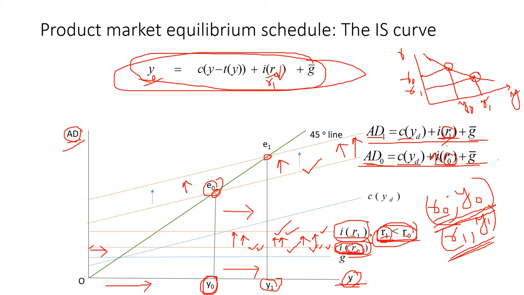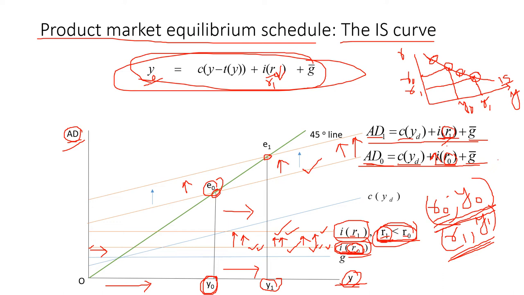This curve is showing basically a schedule where all the points on the curve show product market equilibrium. All the points are showing equilibrium in the product market, and that is called the product market equilibrium schedule. It is basically the investment saving curve, because product market equilibrium in short can be presented as saving equal to investment. We have discussed this many times. So in short, this is called the investment saving curve or a product market equilibrium schedule, popularly known as the IS curve.